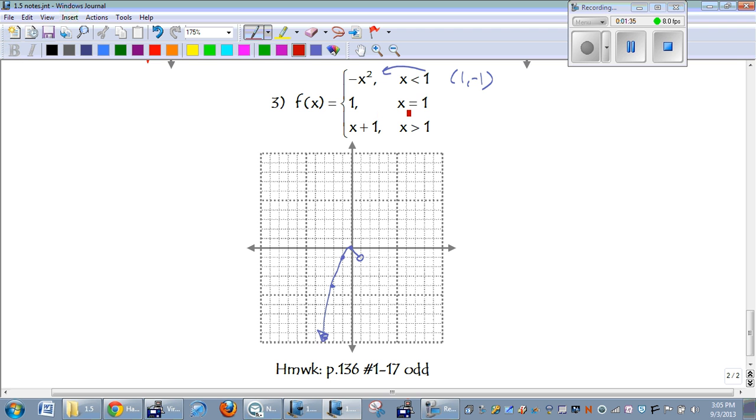Then this is just a point. When x is 1, our y value is 1. So we have a point at 1, 1. And then our last one here, we're going to put 1 in for x. And we get 2 out. So we're going to have a hole at 1, 2. Because it's only when x is greater than 1. And we just have a line here with a slope of 1. So up 1 over 1. And that gives us our line.